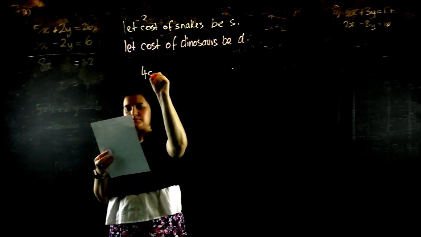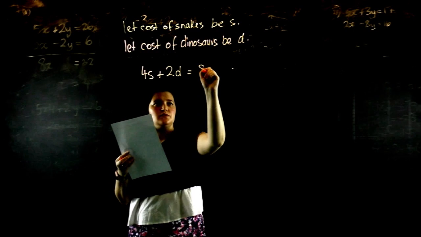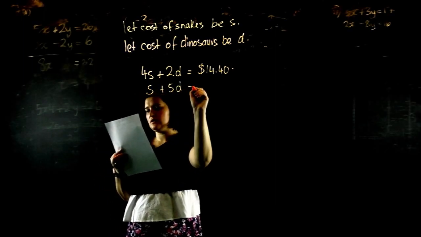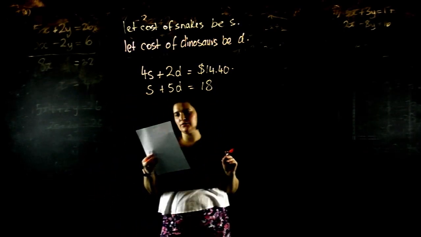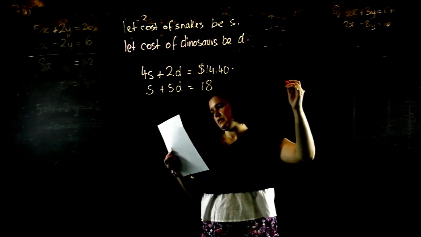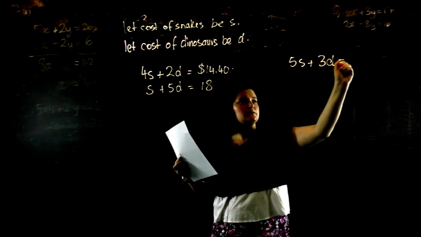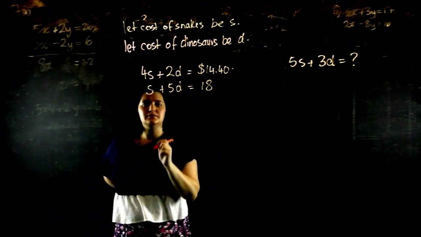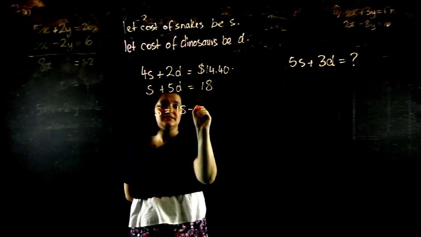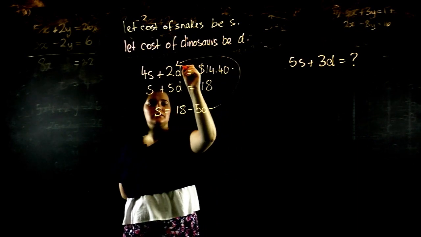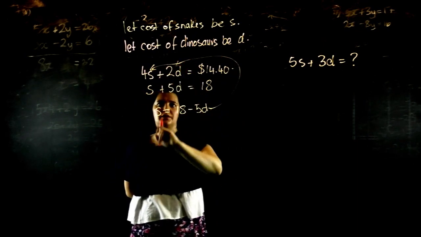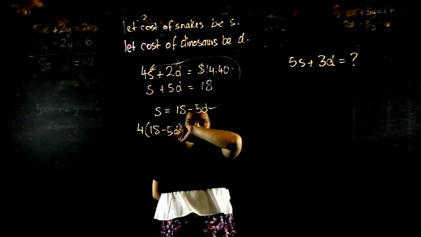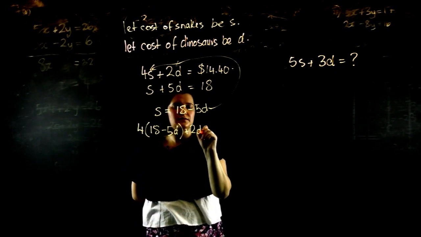So 4 snakes plus 2 dinosaurs equals $14.40. And 1 snake plus 5 dinosaurs equals $18. How much would Jerry pay for? So our end goal is to figure out how much 5 snakes plus 3 dinosaurs equals. But we have to find out how much one costs first. So I'm going to rearrange the second equation to be S equals 18 take 5D and substitute that in to the first one, for S, because that's what I've isolated. So I've got 4 bracket 18 take 5D plus 2D equals 14.40.